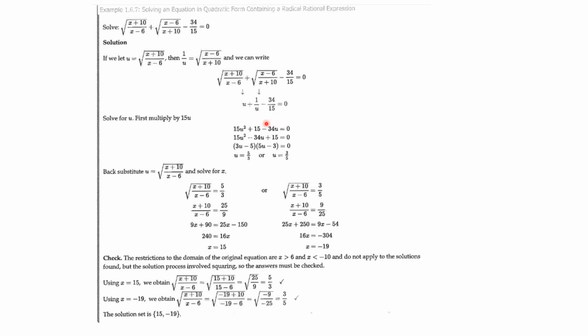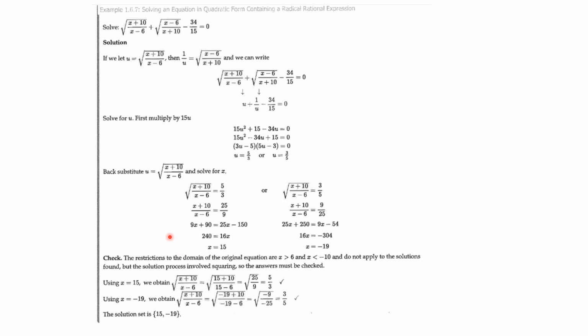So if we multiply all the way through by 15u, that changes the equation into 15u squared - 34u + 15 equals 0. This can be factored into (3u - 5) times (5u - 3) equals 0. So u is 5/3, or u is 3/5. But then we have to do the back substitution.